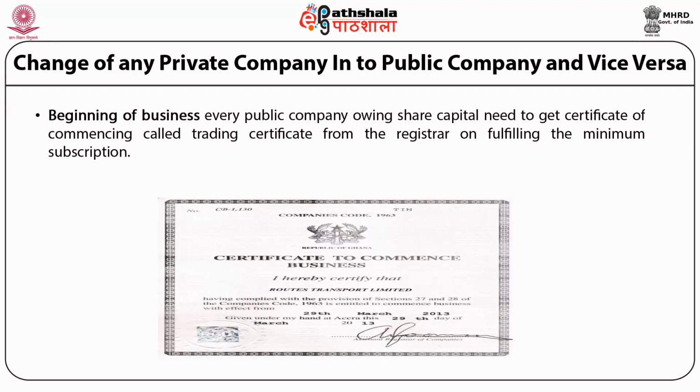Beginning of the business. Every public company having share capital needs to get a certificate of commencement, called a trading certificate, from the registrar on fulfilling the minimum subscription, whereas a private company, or a public company not having share capital, can commence business immediately after getting the incorporation certificate.